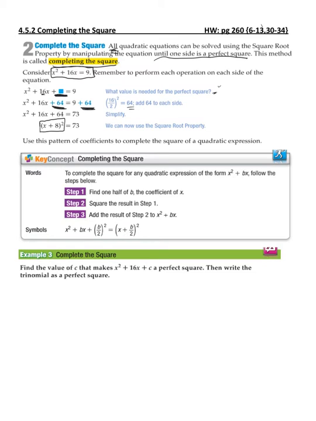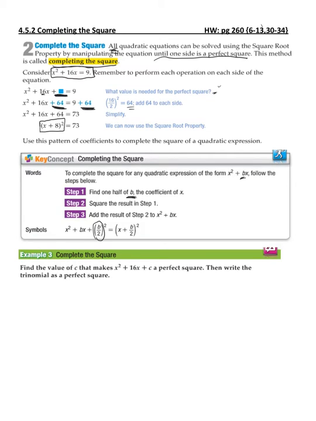So the main takeaway here, guys, is find 1/2 of b, which is going to be the coefficient of x. Square it, and then add it to both sides. So b over 2 squared, and then you're going to add that to both sides.